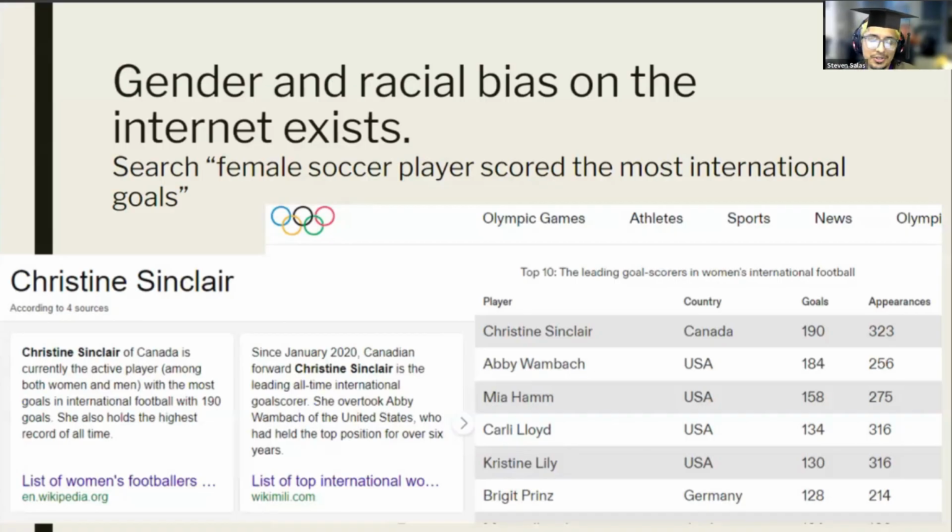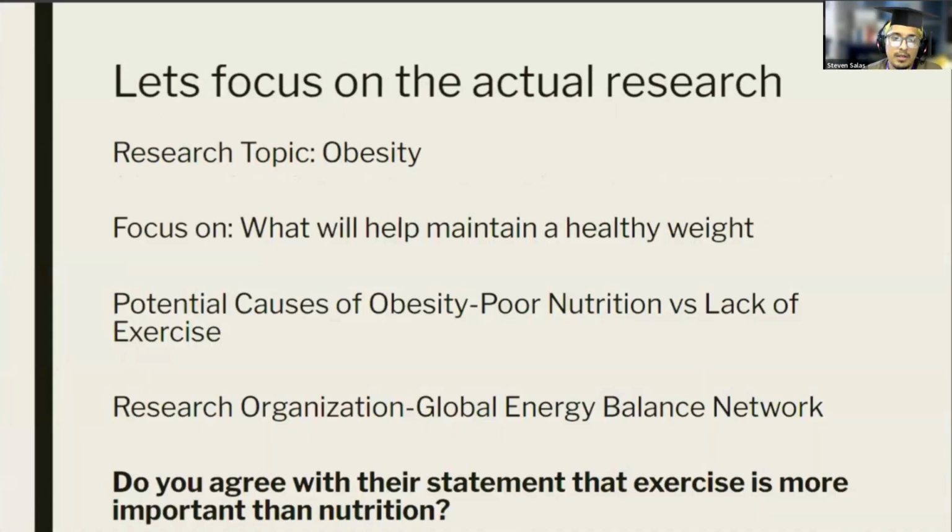So you don't just go with, oh, Google told me that Cristiano is the one with the most goals. You have to go through the entire history. You have to compare and contrast what other sources are saying. Let's focus on the actual research. I've had a student who wanted to talk about the topic of obesity. What did we want to focus on? So we came to what will help maintain a healthy weight.